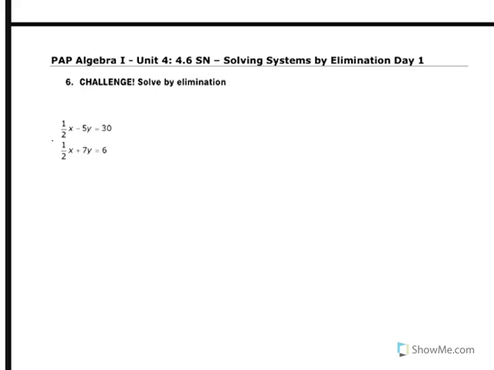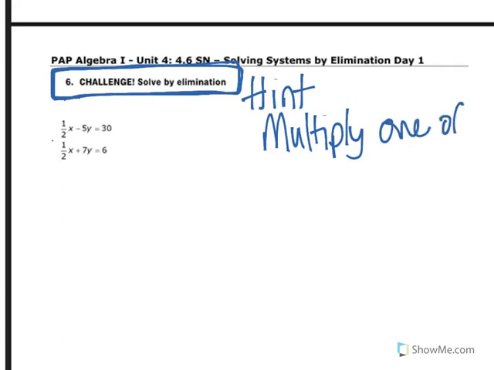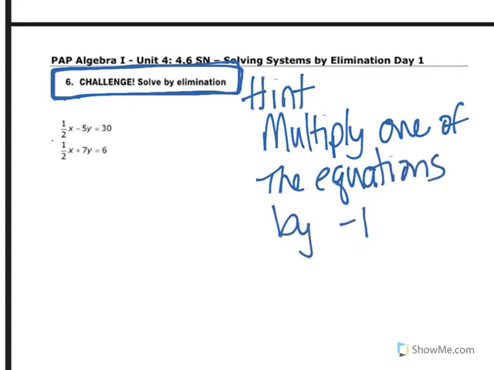Number 6 is a challenge question. So you need to try this yourself and bring it to class tomorrow. I think I'll give you a little hint. Hint: multiply one of the equations by -1 and see how you do. See you in class.